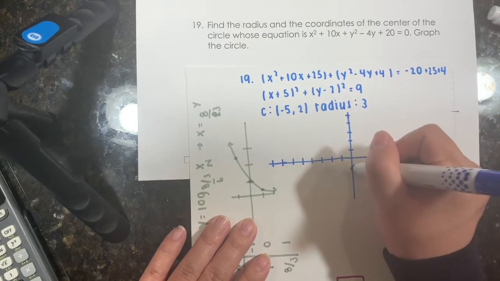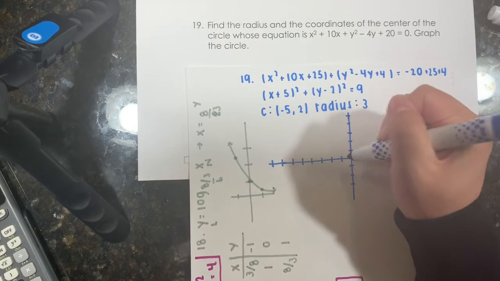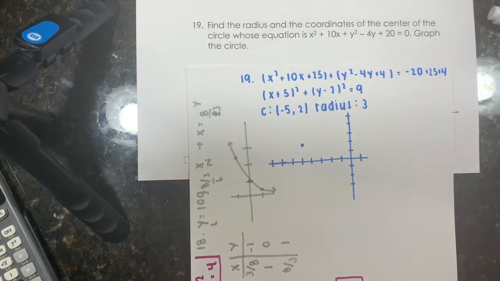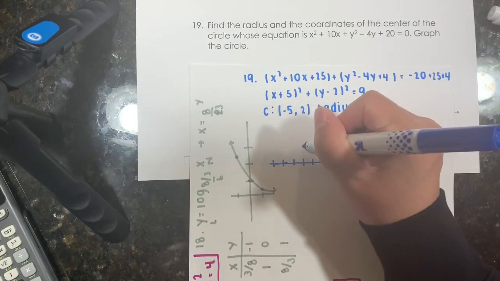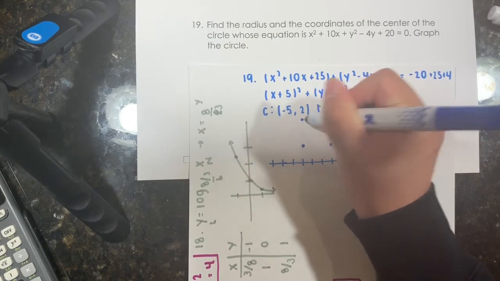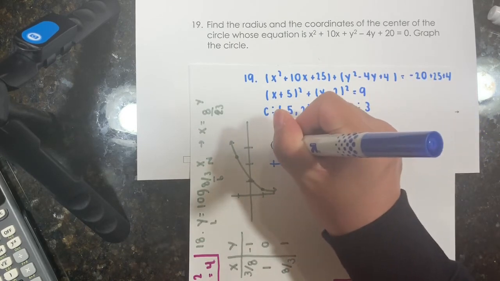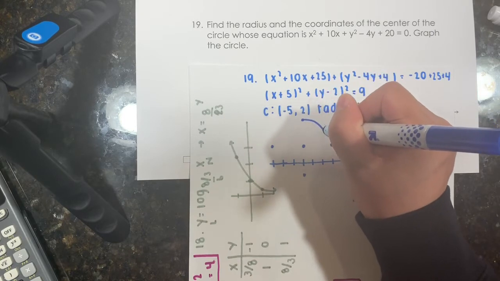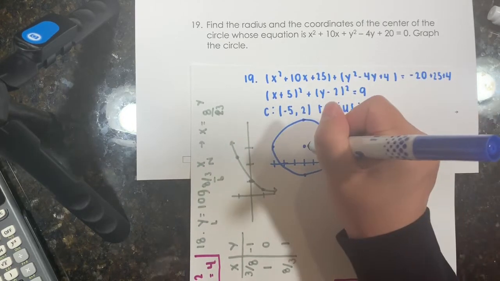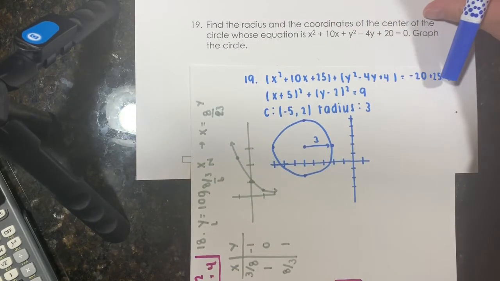Now draw your diagram. So -5, 1, 2, 3, 4, 5, up 1, 2, so that's about here. That's the coordinate of the center. The radius is 3, so I'm going to go 1, 2, 3 to the right, 1, 2, 3 up, 1, 2, 3 down, then 1, 2, 3 to the left. I'm going to connect those dots. So the radius is 3. And that's number 19.